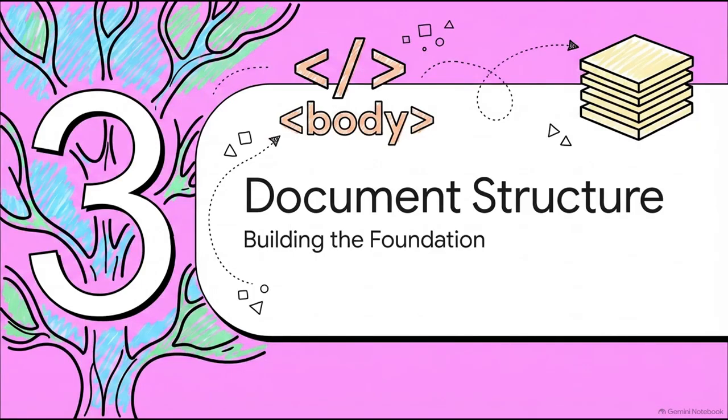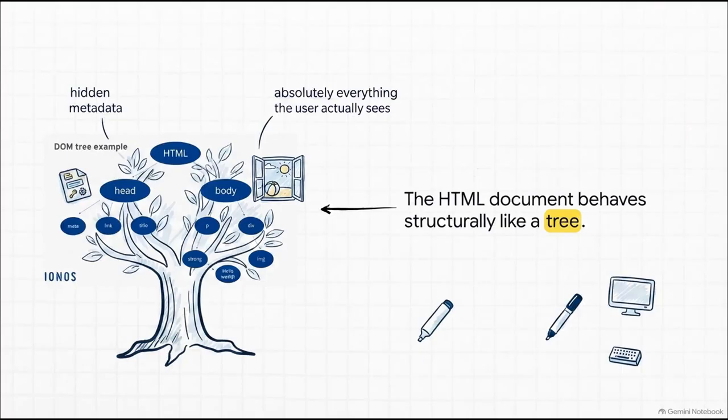All right, Section 3, Document Structure and Trees, Building the Foundation. We know what a tag looks like, so let's zoom out and see how this builds the actual foundation of a functioning web page. Because you can't just throw tags onto a page completely at random. Structurally, an HTML document behaves like a tree. This is often called the Document Object Model, or DOM.